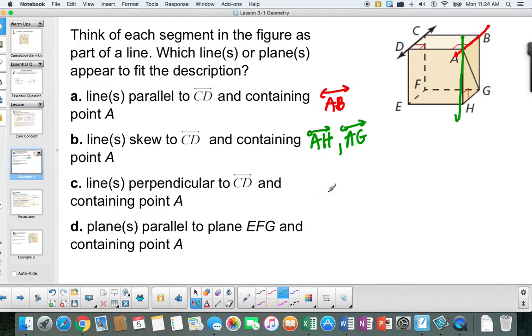Lines that are perpendicular to line CD. Perpendicular, let's get another color. We want to make sure it's making a right angle, so it could make a right angle here. So that would be line AD. And that's all we know right now. Let's take a look at planes that are parallel to EFG. EFG is this plane right here, and we want a plane that is parallel to it, and so that'll be the top plane. So we can say plane, and you can pick three of the letters. I'll say A, B, and C.